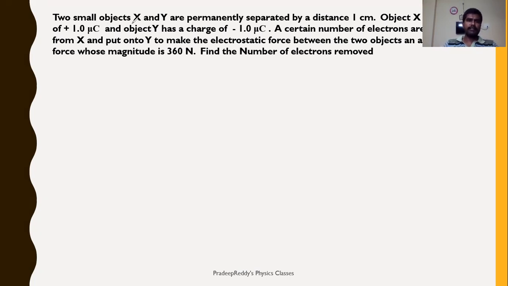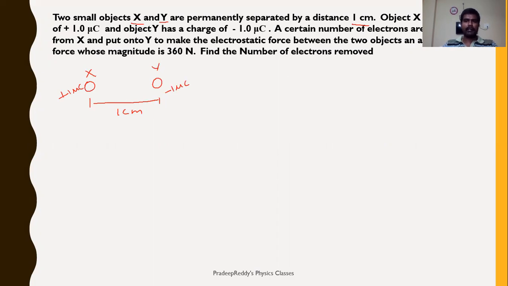Two small objects, X and Y, are permanently separated by a distance of 1 centimeter. You have objects X and Y. The separation between these two charges is 1 centimeter. Object X has a charge of plus 1 microcoulomb, and object Y has a charge of minus 1 microcoulomb.